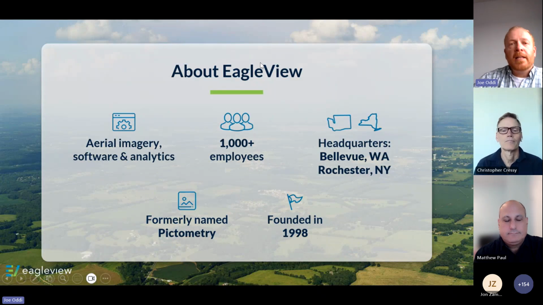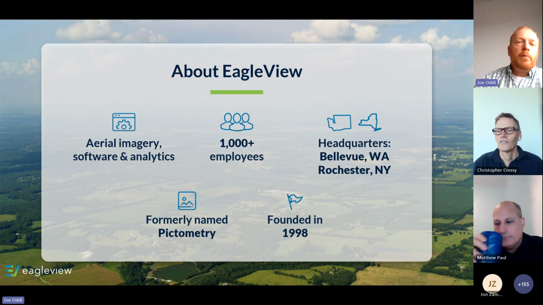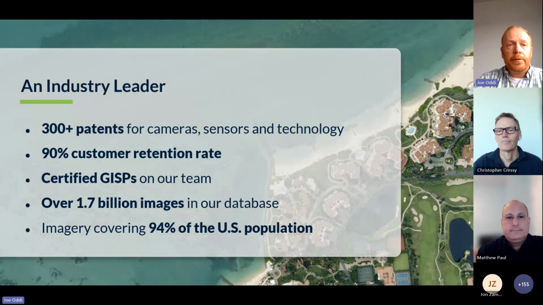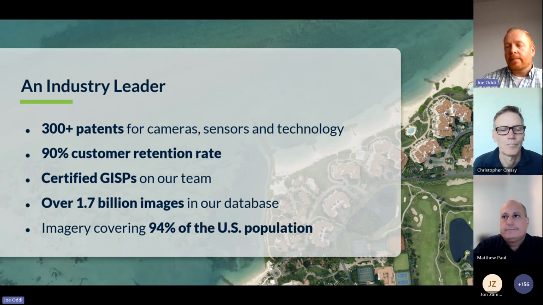So very briefly, let's just talk about who Eagleview is for those of you not familiar. You may recognize the name Pictometry. That's the name we were founded as in 1998 out of Rochester, New York. And we really pioneered the idea of aerial oblique photography. We provide aerial imagery, we provide software, and we provide analytics, and have about 1,000 employees currently. We have a lot of patents. Everything that we do is proprietary. We make our own cameras, our own lenses, camera equipment, the software stacks, the software platforms. All of that is unique and protected by over 300 patents.